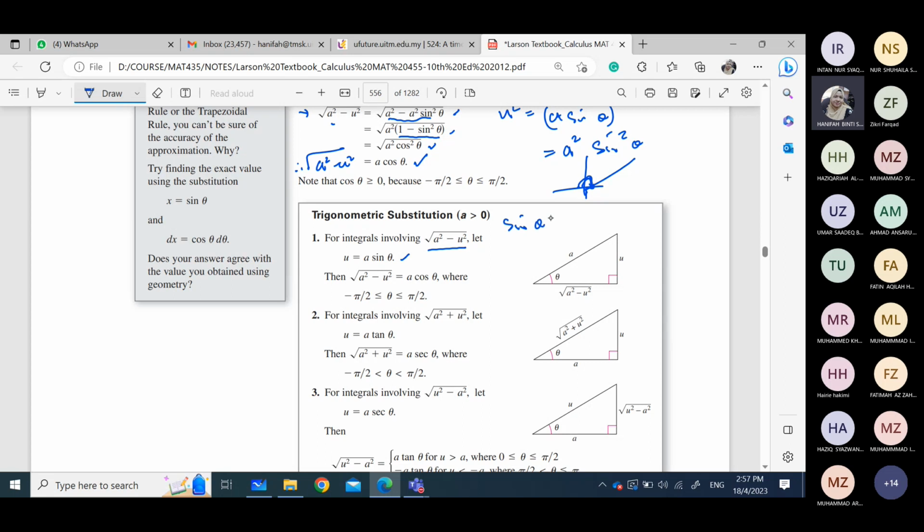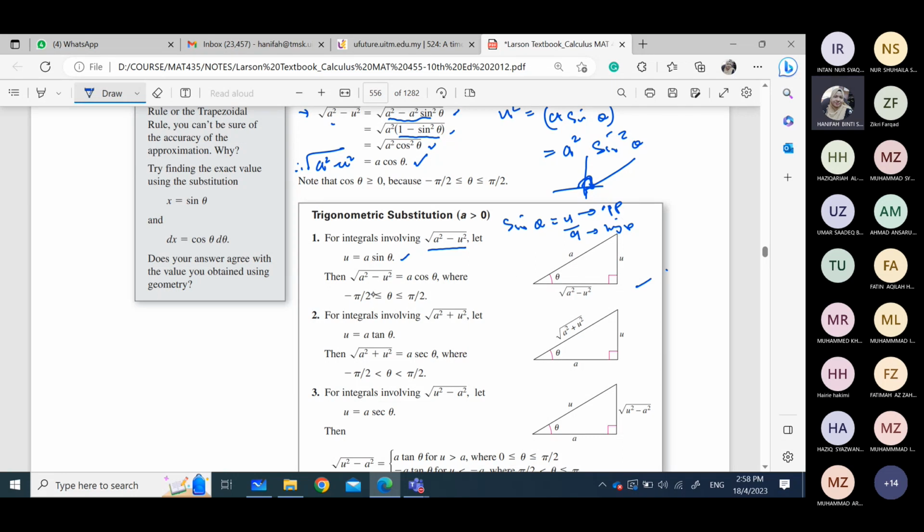Sin theta equal to U over A. So bila sin, you tahulah sin is opposite over hypotenuse. So our hypotenuse is the longest length here, is A. And for opposite, this length is about U. So therefore, based on theorem Pythagoras, this length is about square root A squared minus U squared. Okay, so dia punya measurement ataupun dia punya length ini adalah berdasarkan theorem Pythagoras.